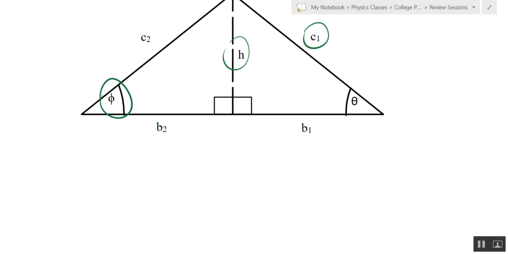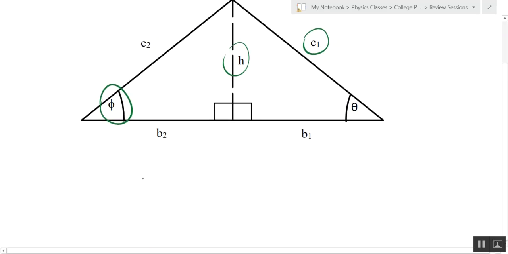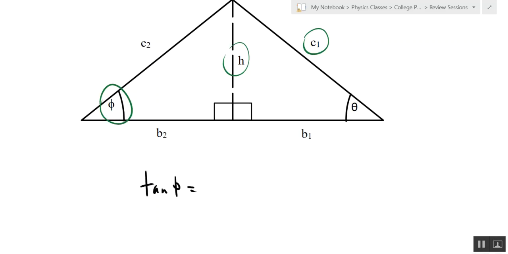So just emphasize the importance of trig here. What would the tangent of phi be if we're doing it? If I write down the tangent of phi, what exactly would it be according to the labels here? It's the opposite side, right? H over B2. This is H, it looks like a B. That's H.